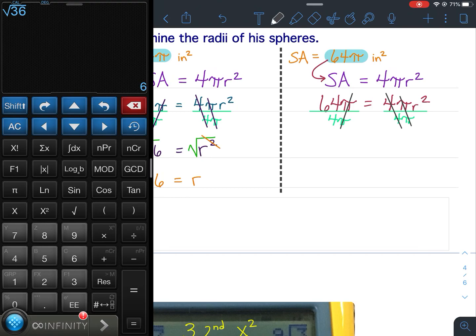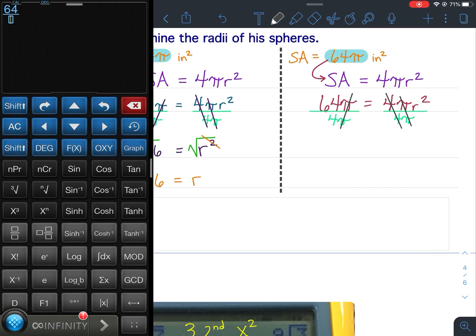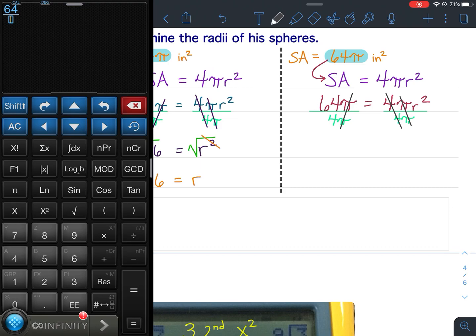So the first thing I need to do is 64 divided by 4. Now on the left side, I used just the divide button. On this side, it's the same thing. I'm going to show you that you could also put it in as the fraction 64 over 4. And 64 over 4 simplifies to 16. So this would be 16 equals r squared.